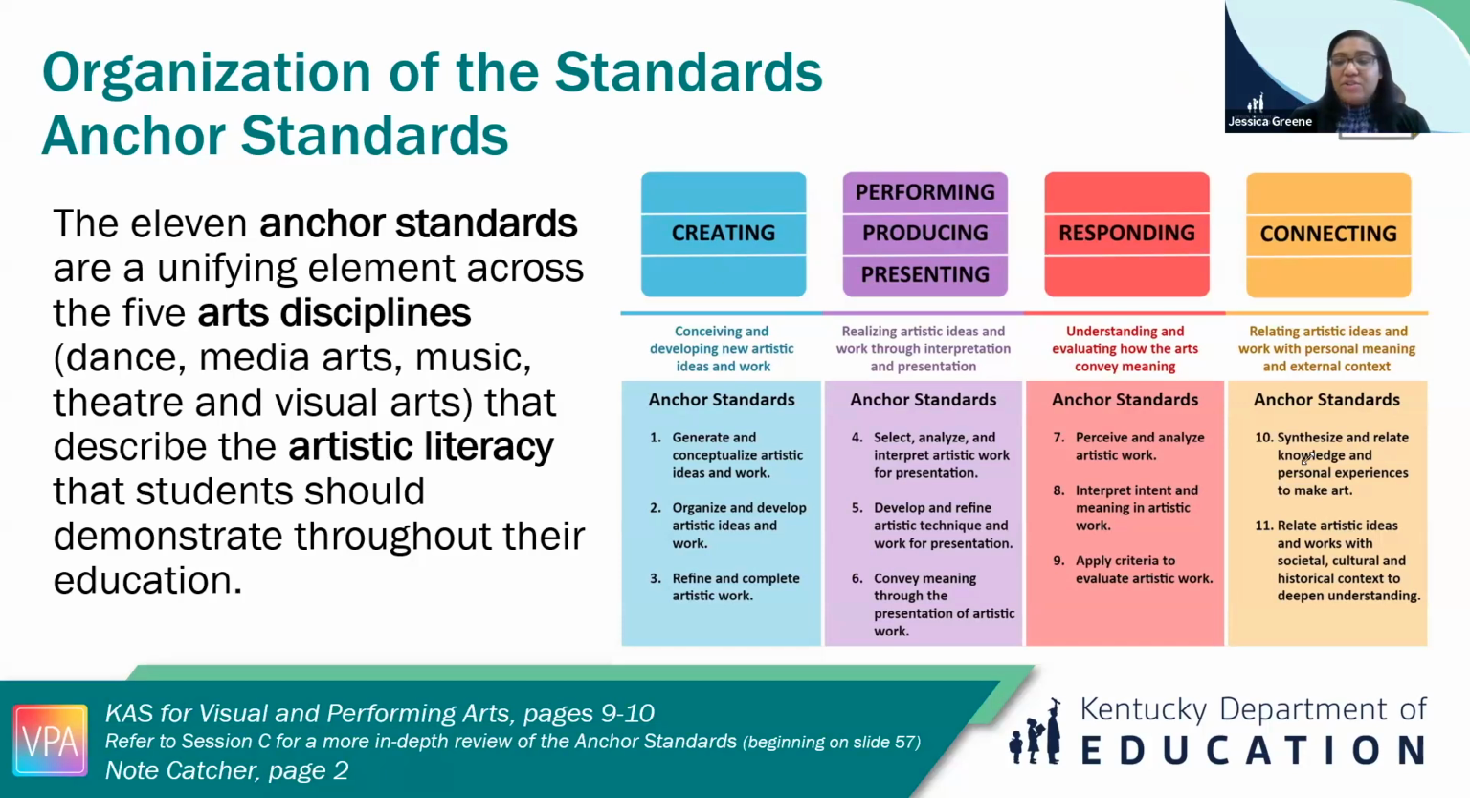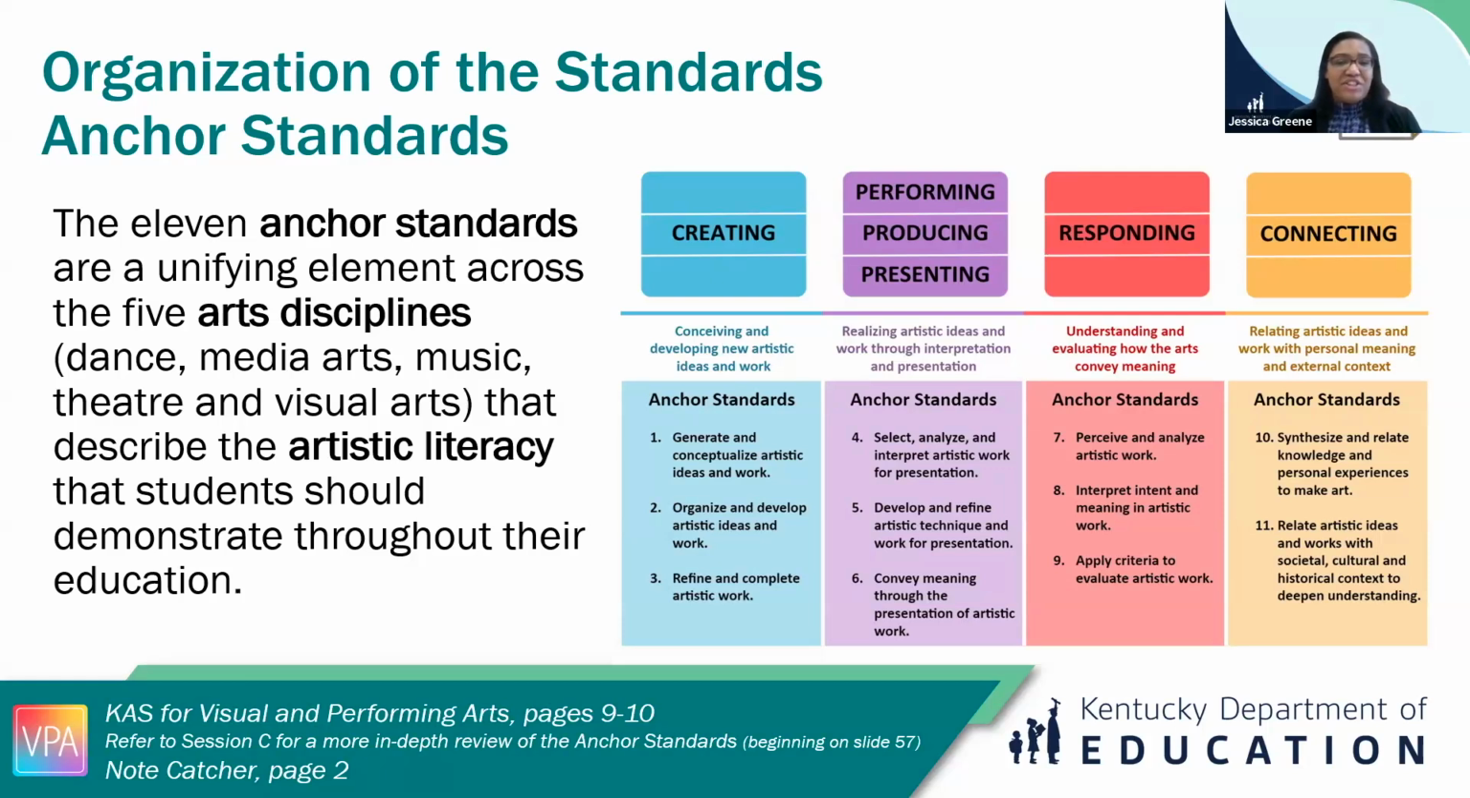So then those 11 anchor standards are broken into those 4 categories: 3 for creating, 3 for performing, producing, presenting, 3 for responding, and 2 for connecting. Sorry, I get carried away. 3, 3, 3, 2. And so they all feed into what we define as artistic literacy.